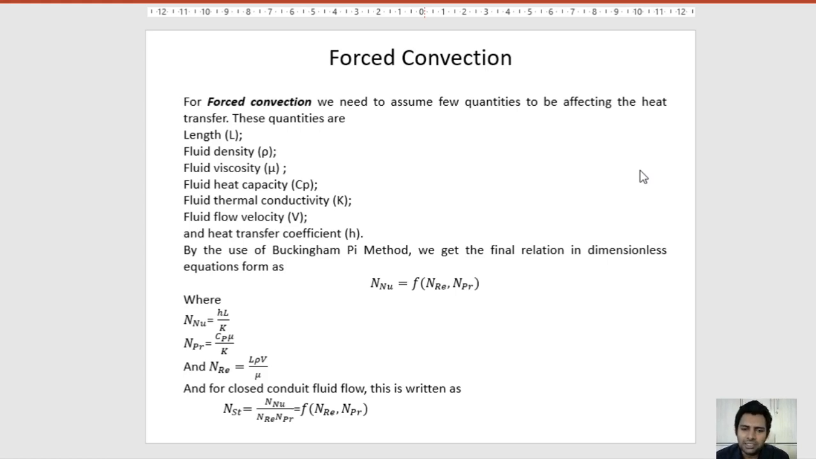And again here we can say that the heat transfer coefficient depends on the specific heat, the viscosity, the density, and it also depends on the velocity. That means if the velocity increases, the heat transfer coefficient increases. So the Reynolds number is the very prime factor in forced convection. And for closed conduit fluid flow, this can be written as the Stanton number, which is a function of the Nusselt number, Reynolds number, and Prandtl number, and ultimately it is also a function of the Reynolds number and the Prandtl number.